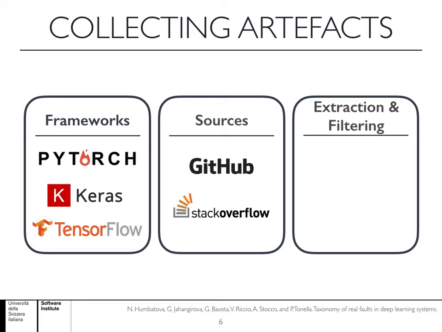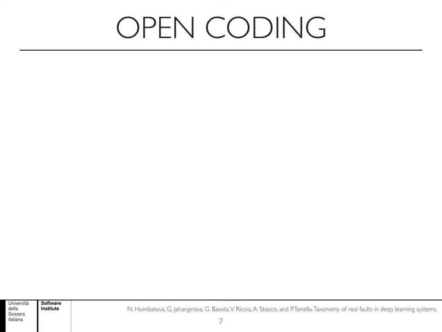Then, by applying a rigorous filtering procedure that enabled us to filter out tutorials, projects, and general how-to questions, we were able to obtain a final list of commits, issues, PRs for GitHub, and posts for Stack Overflow. Then, the data collected from GitHub and Stack Overflow was manually analyzed by all authors following an open coding procedure. Each author independently labeled the documents assigned to him or her by defining a descriptive tag of the fault. Each document was labeled by at least two authors.